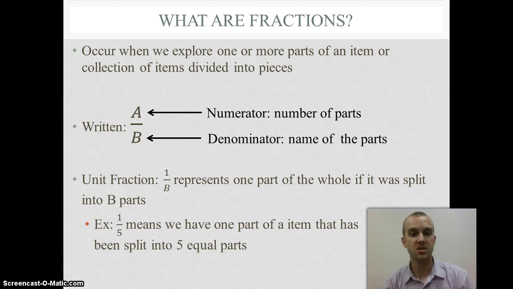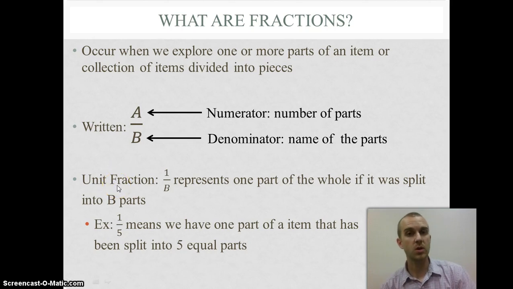When we write fractions, we write our numerator on the top, which is the number of parts we're examining, over our denominator, which is the name of the parts of the whole. For example, 3/5 would mean we're looking at 3 parts of a whole that's been split into 5 parts.